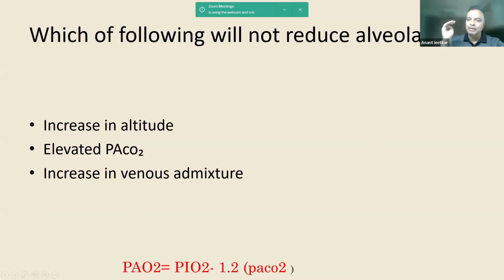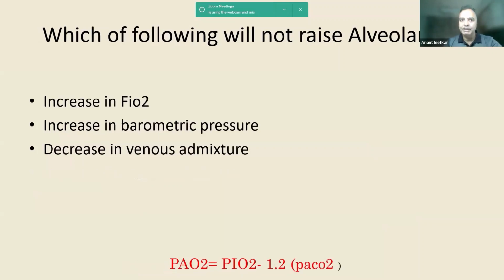So, increase in altitude is going to reduce the barometric pressure, and reducing barometric pressure is going to reduce the alveolar PO2. Elevated PaCO2 again is going to reduce the alveolar PO2. Increase in venous admixture happens beyond the alveolar capillary units. So increase in venous admixture will not affect anything on alveolar PO2. Similarly, which of the following will not raise the alveolar PO2? This is with the same analogy. Decrease in venous admixture is not going to affect alveolar PO2.